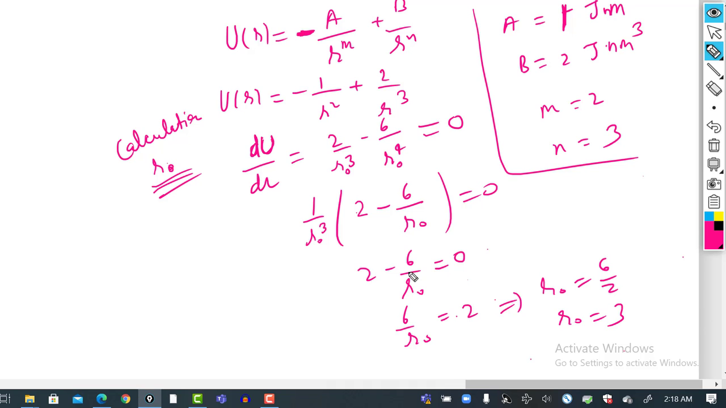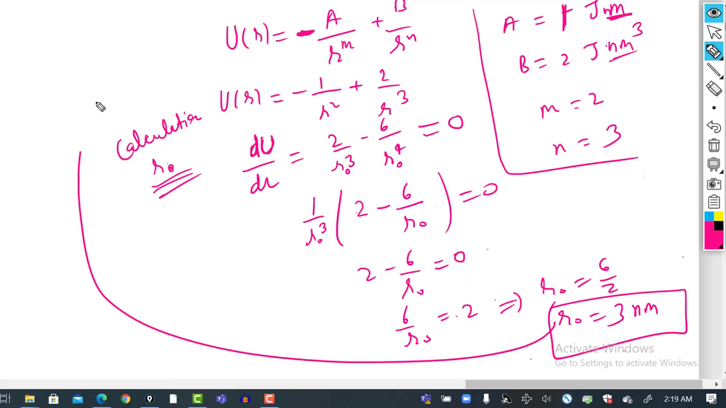Is it correct? Let me check. 2 minus 6 by r naught, so it will go to that. So of course 6 by r naught will be 2. Yes, it is correct. Now r naught will be 3 nanometer. Why? Because a is given in nanometer. Okay, now you put r naught equal to 3 here, and you are going to get your U naught.